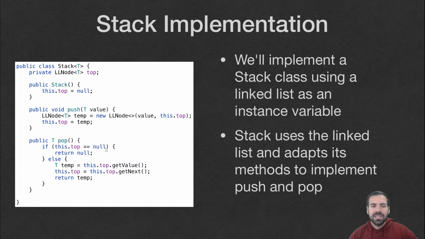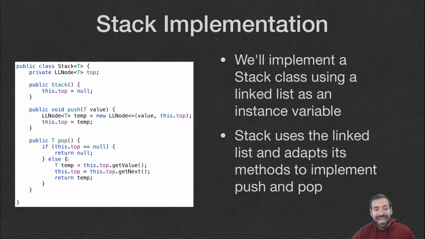When we pop, we're going to check if the top is null. That means we have an empty stack and we're popping off an empty stack. A lot of implementations of a stack will actually crash your program. It'll throw an exception if you pop off an empty stack. For our implementation, we're going to return null just because we're not going to pop off an empty stack anyway, but we have to have something here. We're going to return null.